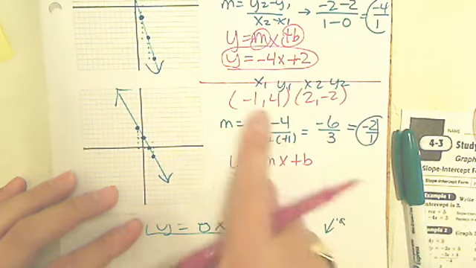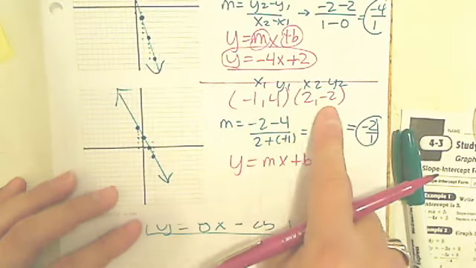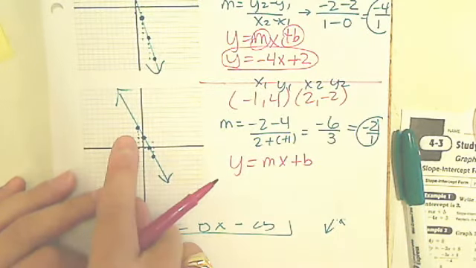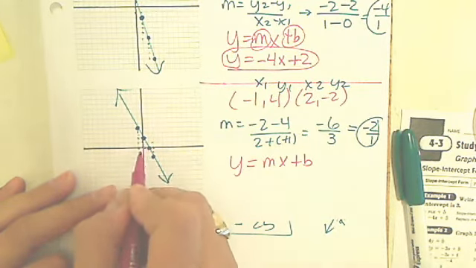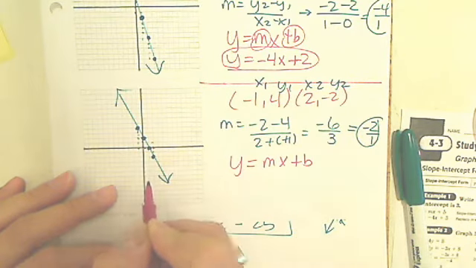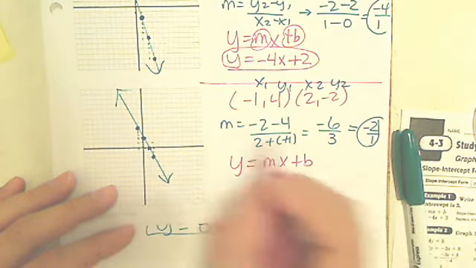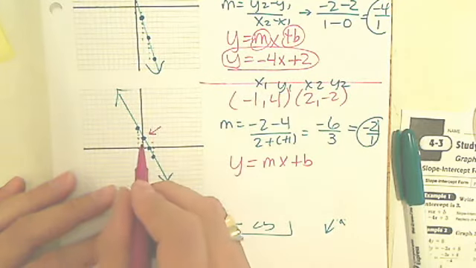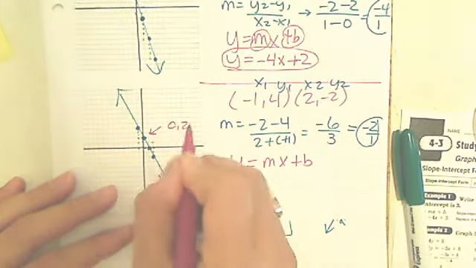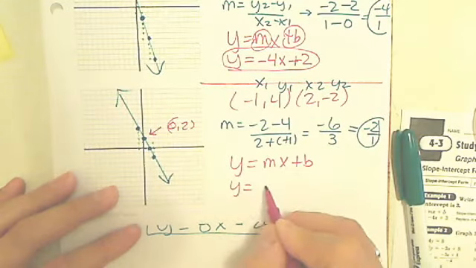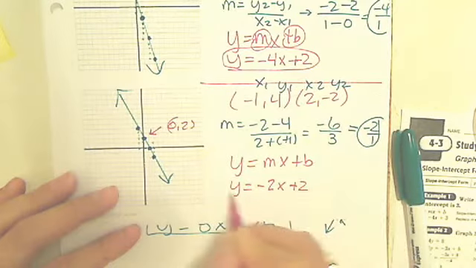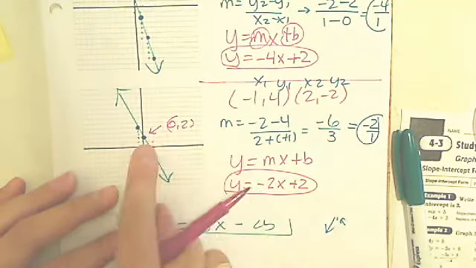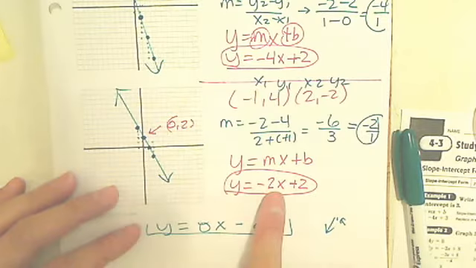Alright, do you understand how I got these points? This is given to you, so I graphed it over here, correct? And then the slope confirms it. Down 2 to the right 1, down 2 to the right 1, down 2 to the right 1. Okay? This is why we do our homework every night. So it crosses the y-axis at 0, 2. So then I have y equals negative 2x plus 2. Slope-intercept form.